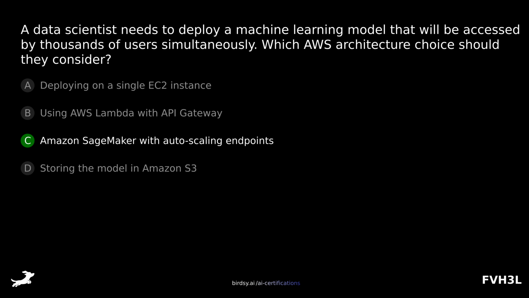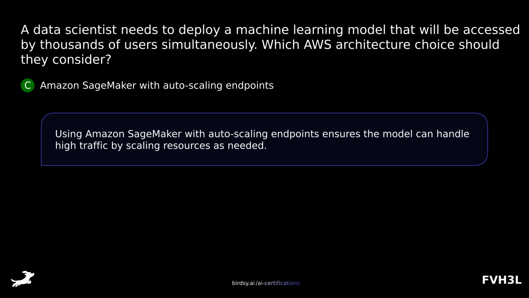The answer is C, Amazon SageMaker with auto-scaling endpoints. Using Amazon SageMaker with auto-scaling endpoints ensures the model can handle high traffic by scaling resources as needed.